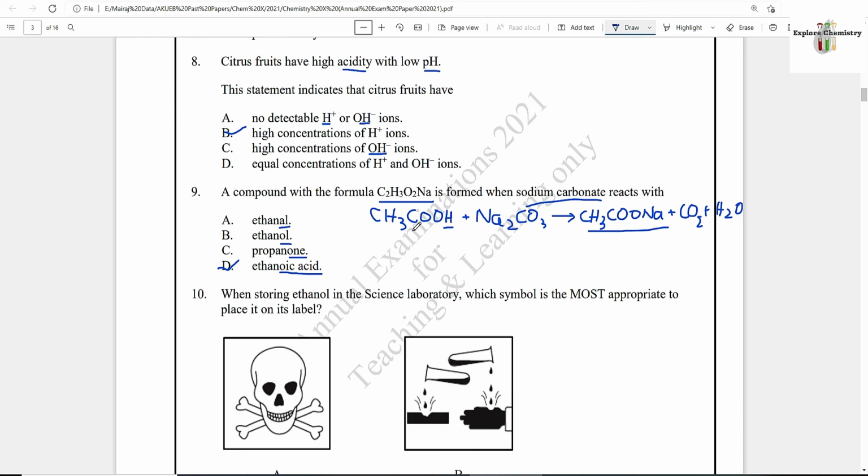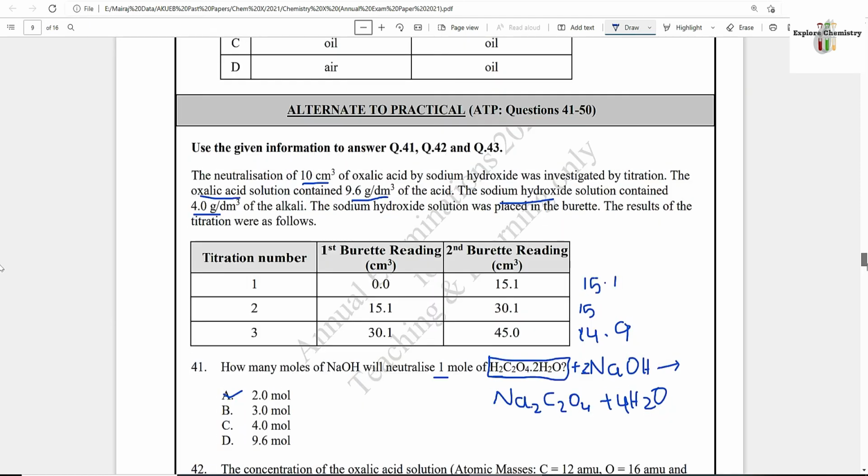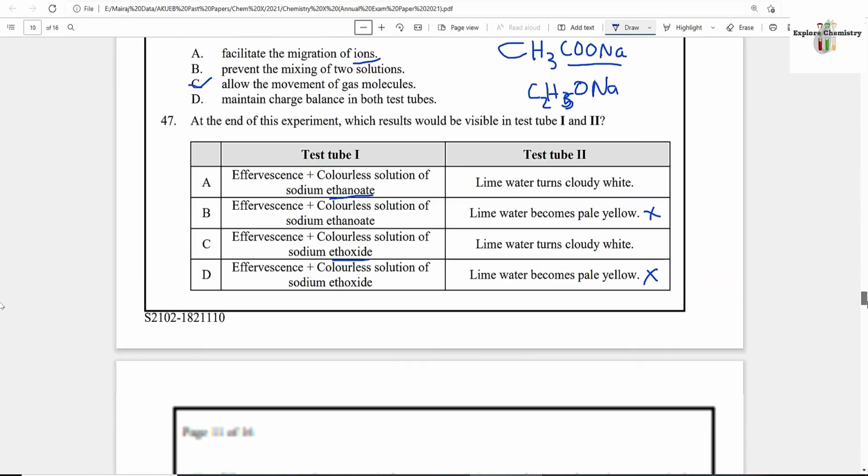Yes, this was the equation: acetic acid, sodium carbonate, sodium acetate, which is also known as sodium ethanoate. So only option A is the correct answer.